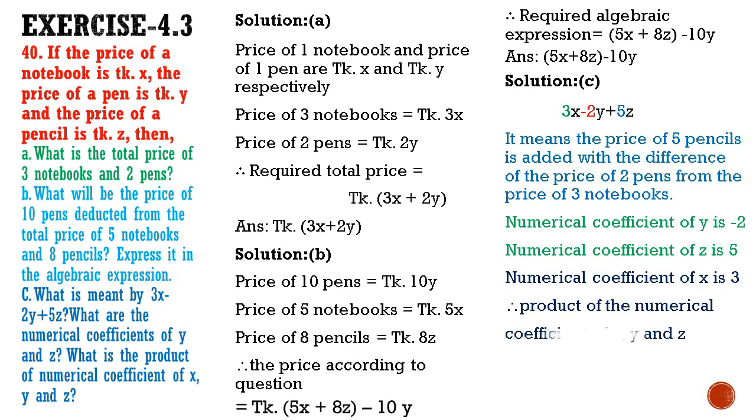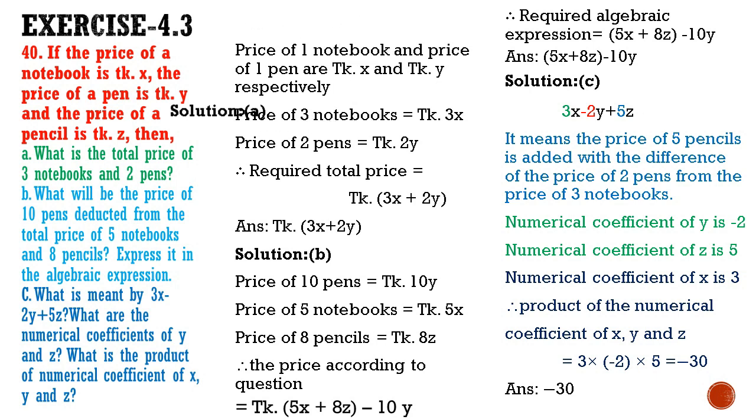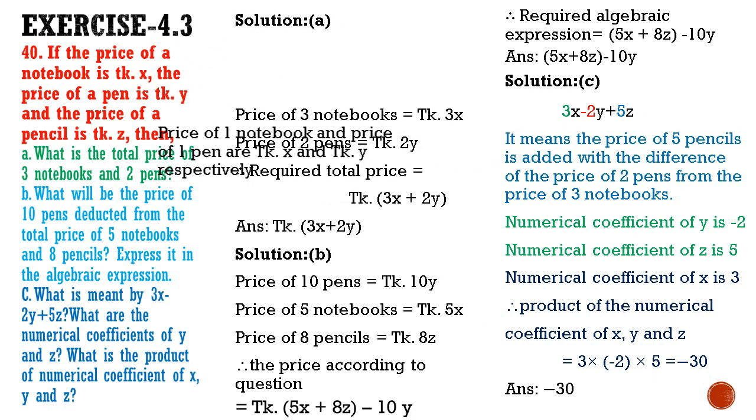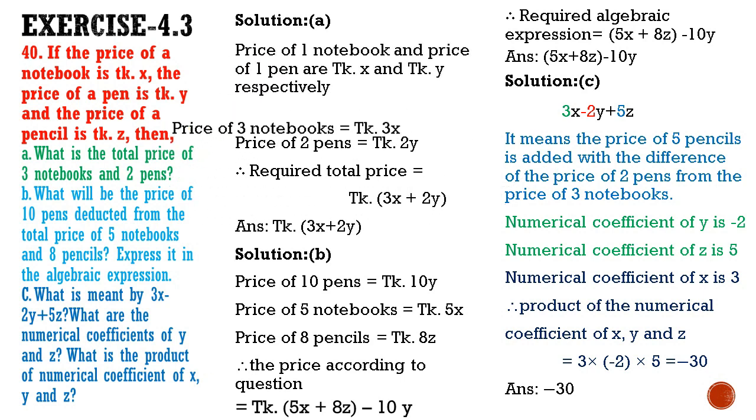So product of the numerical coefficient of x, y and z, we get 3 multiplied by minus 2, because already we got y is minus 2, multiplied by 5. And if we multiply 5 times 10, 10 times 3 is 30, and the minus sign still remains. So minus 30 is the desired answer of this question number C. So my dear students, this is the question number 40, creative question, and this one is the solution of A.